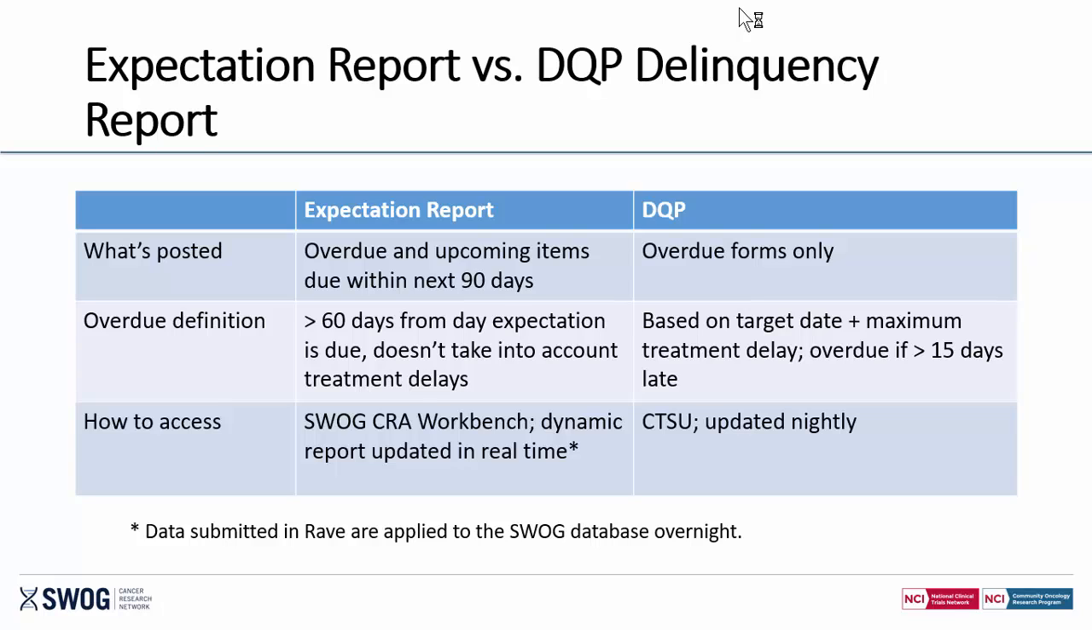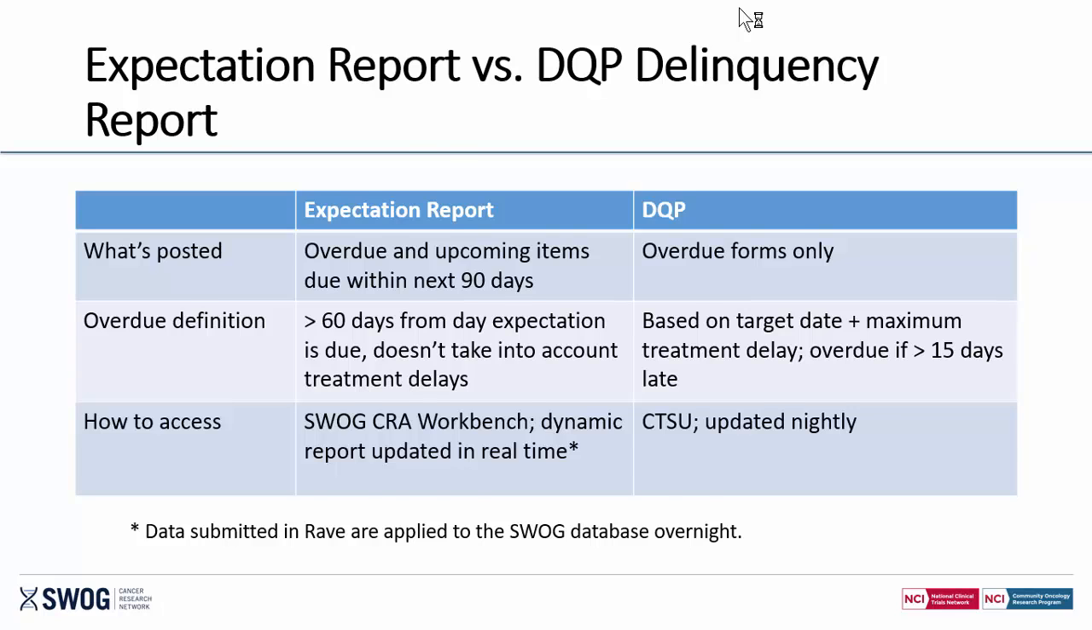I also have it on the website. The biggest thing, I think, is that our definitions just differ. We call something overdue if it's more than 60 days over the day that the expectation was due, and it does not take into account treatment delays, whereas the RAVE report works on target dates. It's just set up differently. But there it's overdue if it's more than 15 days beyond that target date.